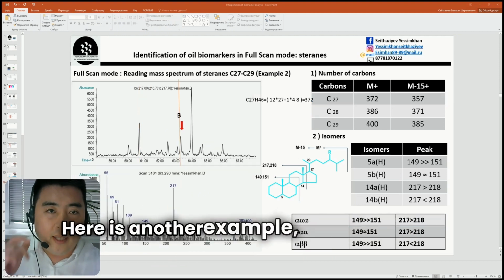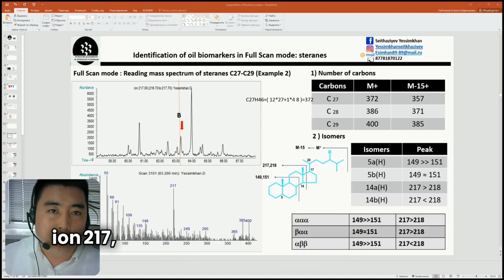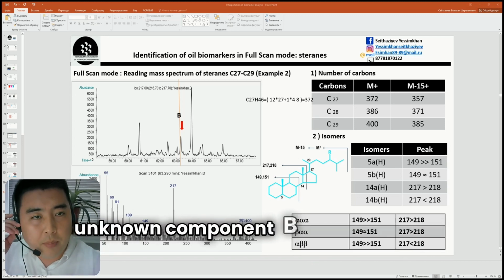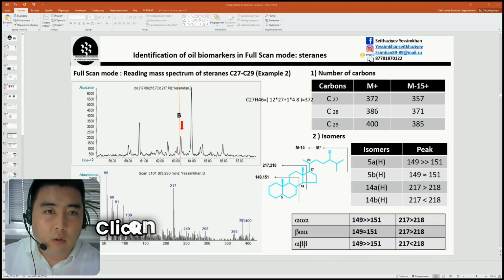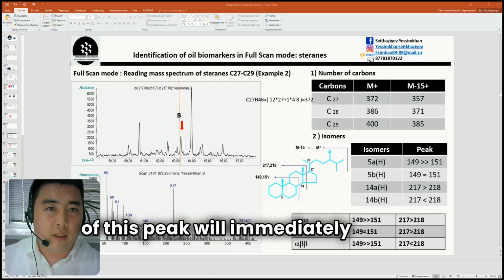Here is another example. The same mass chromatogram at ion 217, where it is necessary to identify the unknown component B from the mass spectrum. Click on this peak, and the mass spectrum of this peak will immediately appear below.